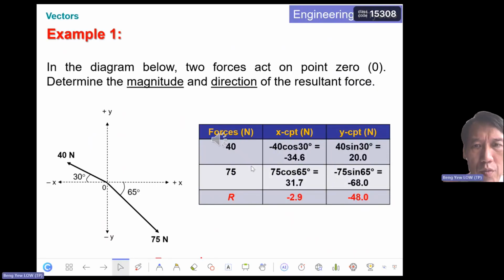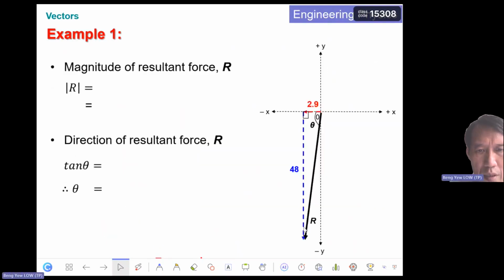Let's take a look at an example. In this example, we first resolve the 40 newton and 75 newton forces into their x and y components. Then we add the x components to get the x component of the resultant force, and the y components to get the y component of the resultant force. In the next step, we make use of the Pythagorean theorem to find the magnitude of the resultant force, and the direction can be found using the tangent formula.